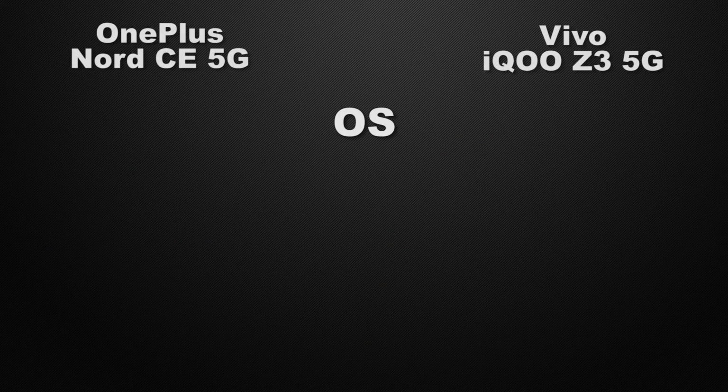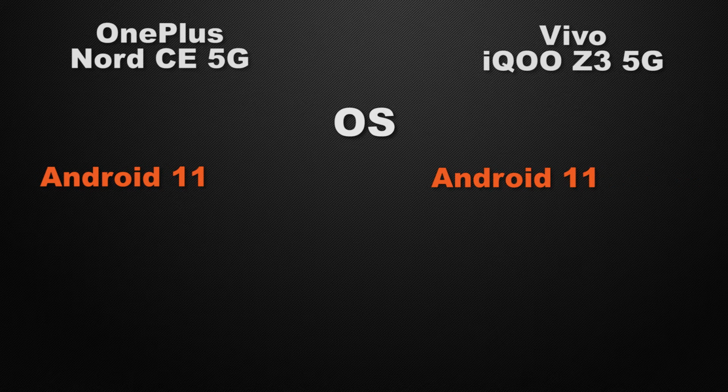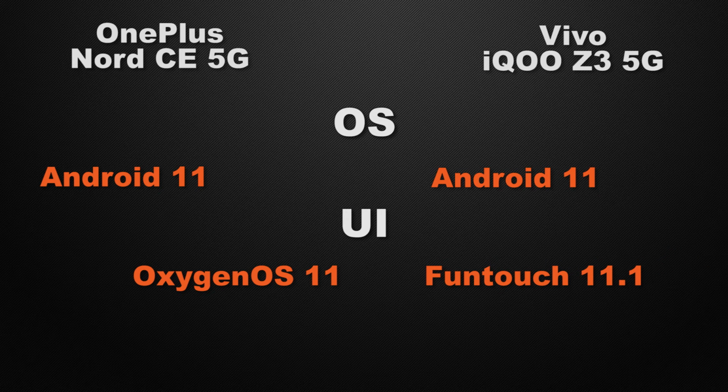Moving to the performance of the devices, let's start with the operating system of the devices. Nord has Android 11 support, on the other side Z3 also has Android 11 support, so it's a tie. And about the user interface of the devices, Nord comes with Oxygen OS, whereas Z3 comes with FunTouch UI. So I will call it a tie because both of the user interfaces are different. So it's up to you which UI you like or not.